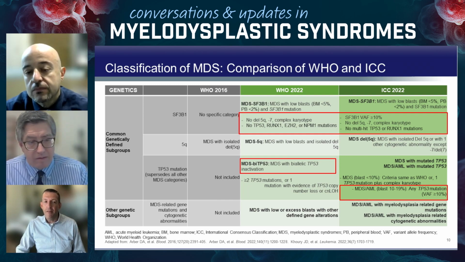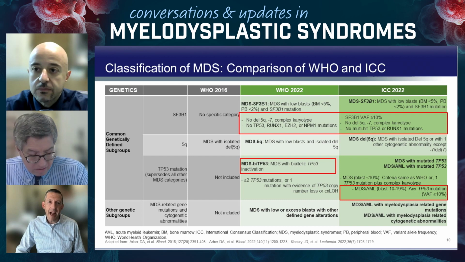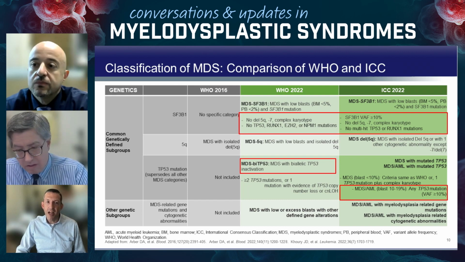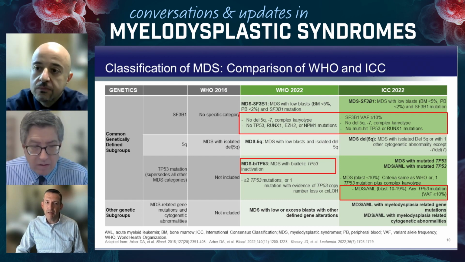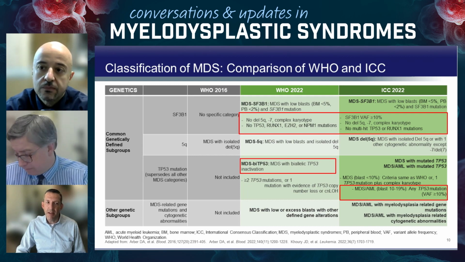We now have those who have SF3B1 abnormalities and biallelic TP53. If we look at the ICC classification, again, we see a call out for SF3B1 and deletion 5q, but now not as much attention to TP53. So it's great that they're recognizing these molecular abnormalities. I just wish that they were recognizing them with respect to their prognostic importance.